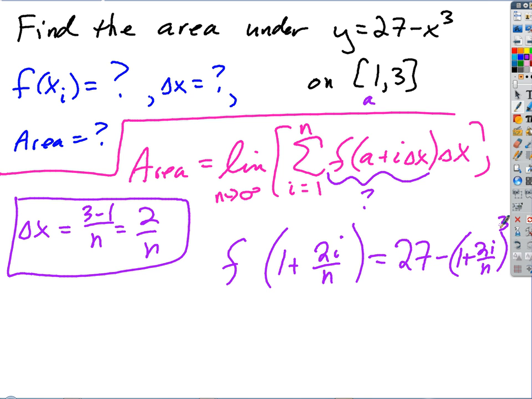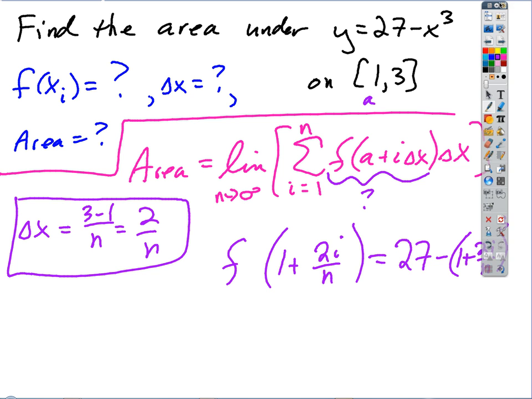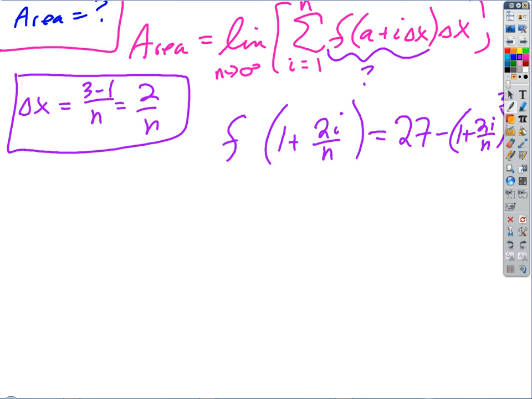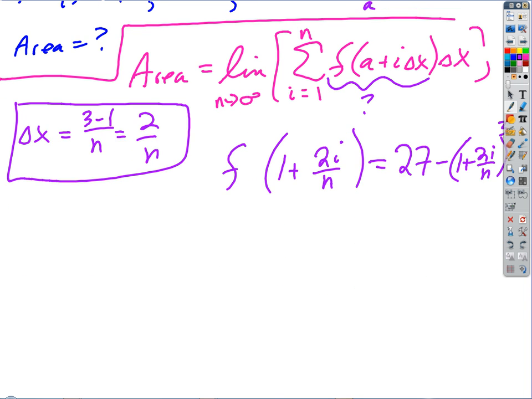And if we wanted to find an area, now all we have to do is just plug all that stuff into our limit, right? We have to do some sums though. Okay, so let's see what that looks like then. So we get the limit as n approaches infinity of the sum of f of x sub I times delta x, right?